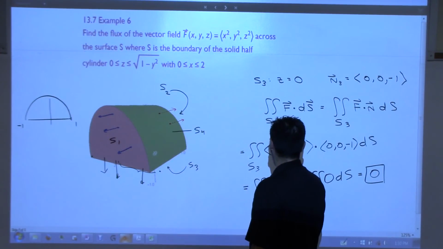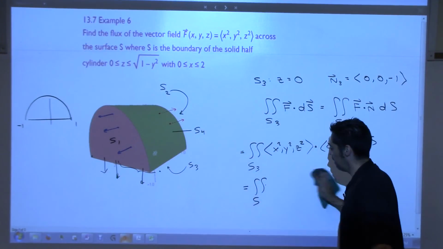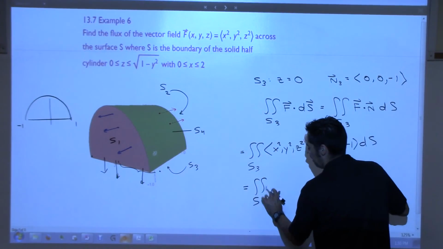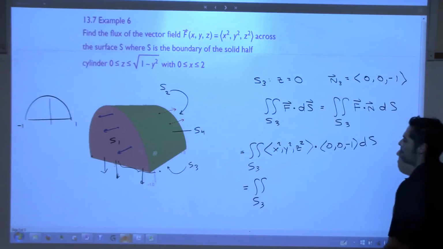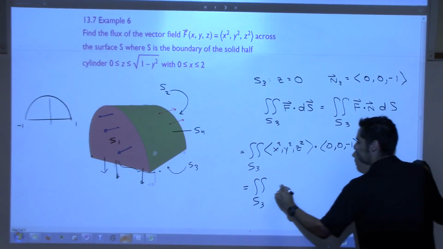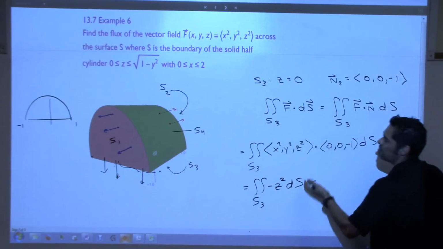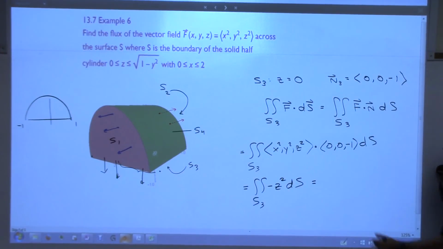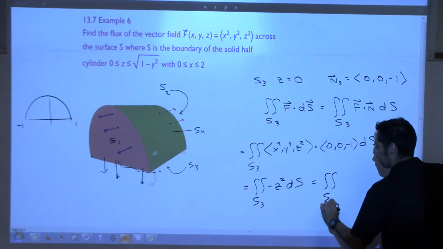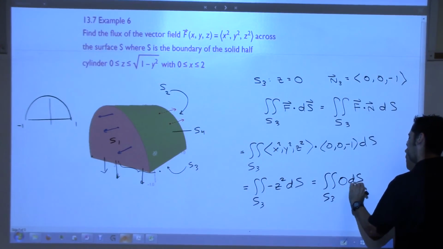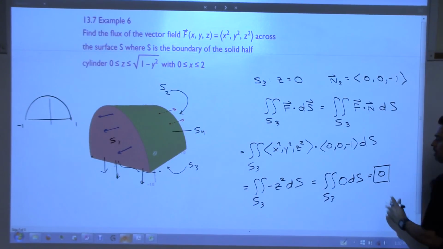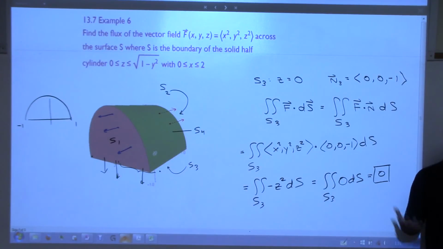So tell me about this dot product here. What do you get when you dot product that? You get negative z squared, ds, and z is 0. Yeah, so this is going to zero out again. So we have no contribution to the flux through the bottom of the surface.